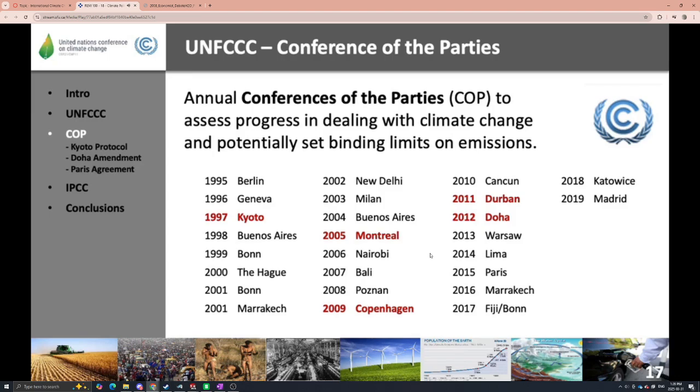COP18 in Doha happened the year after, and this was another significant milestone. Because you've been paying attention, you realize that the Kyoto Protocol was going to expire in 2012, and in Durban, the community agreed to negotiate a new deal by 2015 that would go into effect in 2020. So there was going to be a gap where there would be no agreement at all. To address this issue, the goal of the members of the Kyoto Protocol in 2012 was to negotiate an amendment to the treaty that would bridge this gap.